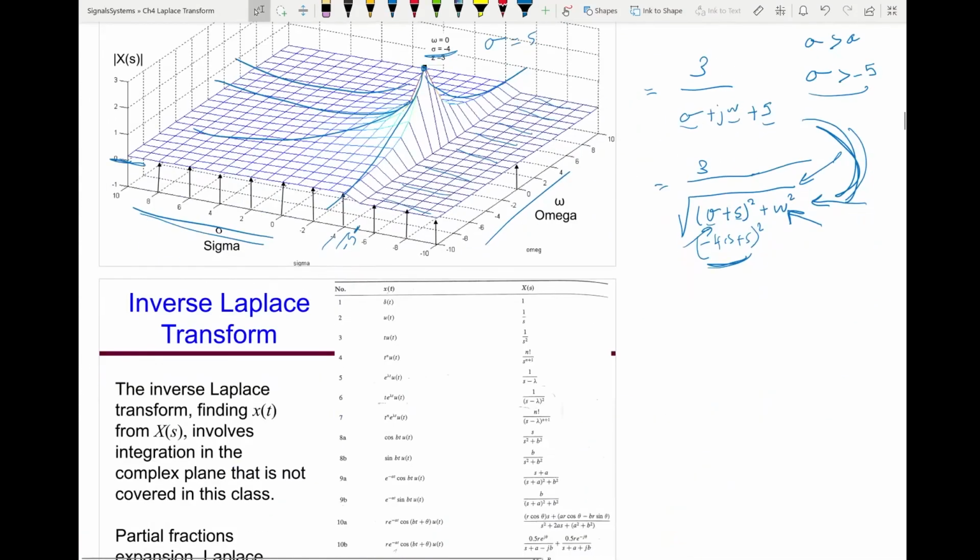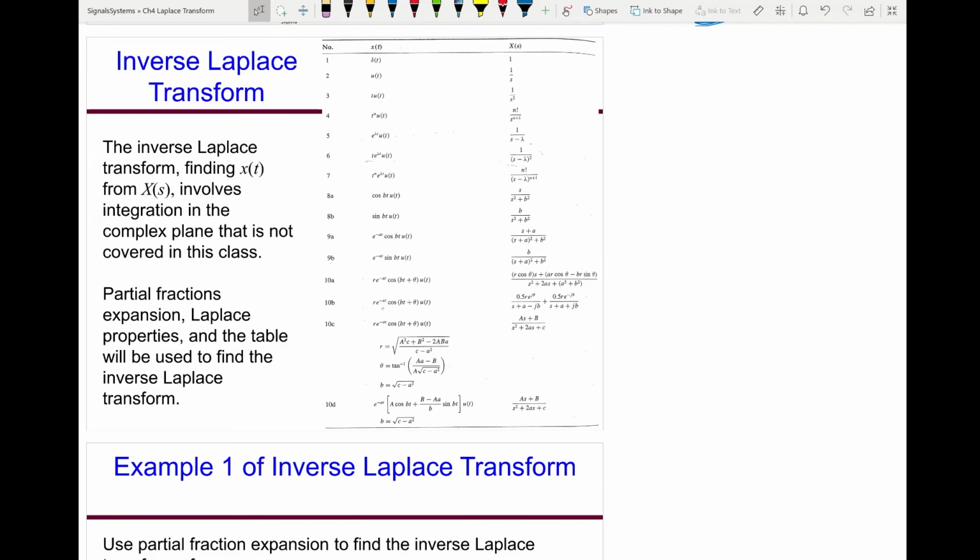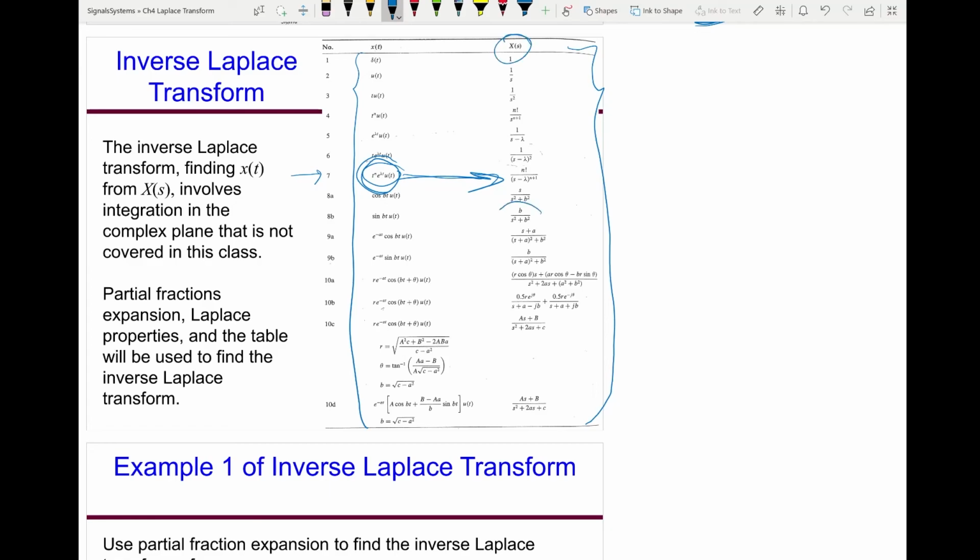Okay, now in this table there are many popular signals x of t in the time domain, and this is the Laplace transform. So now how do we find the inverse Laplace transform? So let's assume you have a signal x of s and that is given. And now I want to go back to the time domain. How do I find the inverse Laplace transform? We will do it by partial fraction expansion. That means if you have a signal x of s, then try to simplify it as a linear sum of any of these signals. And we will be using the partial fraction expansion technique.